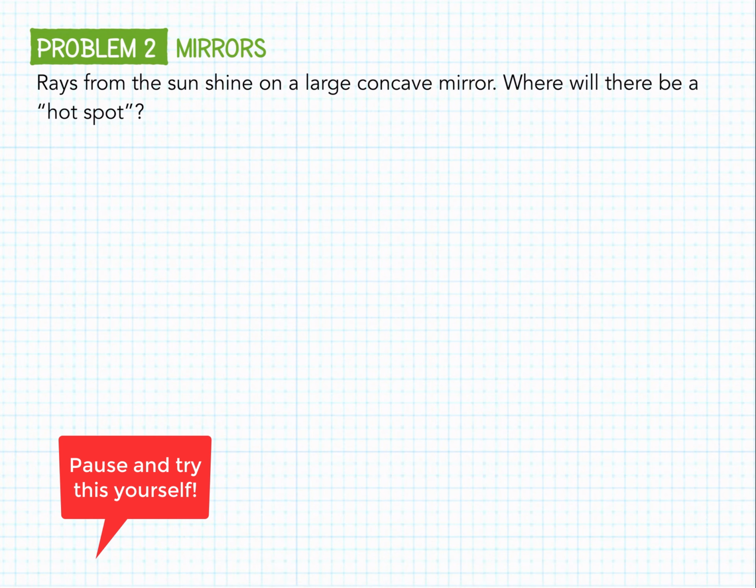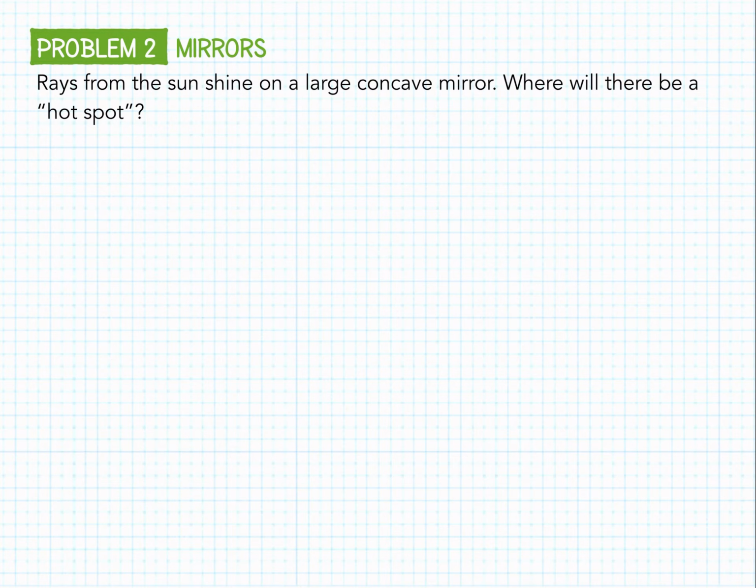Alright, so here's another problem. If rays from the sun shine on a large concave mirror, where will there be a hot spot? Meaning, like, think about what you have if you have a magnifying glass and an ant, but think about that if you're dealing with mirrors instead of a magnifying glass. So where would be the part where you fry the ant? So I want you to take a minute and think about this.